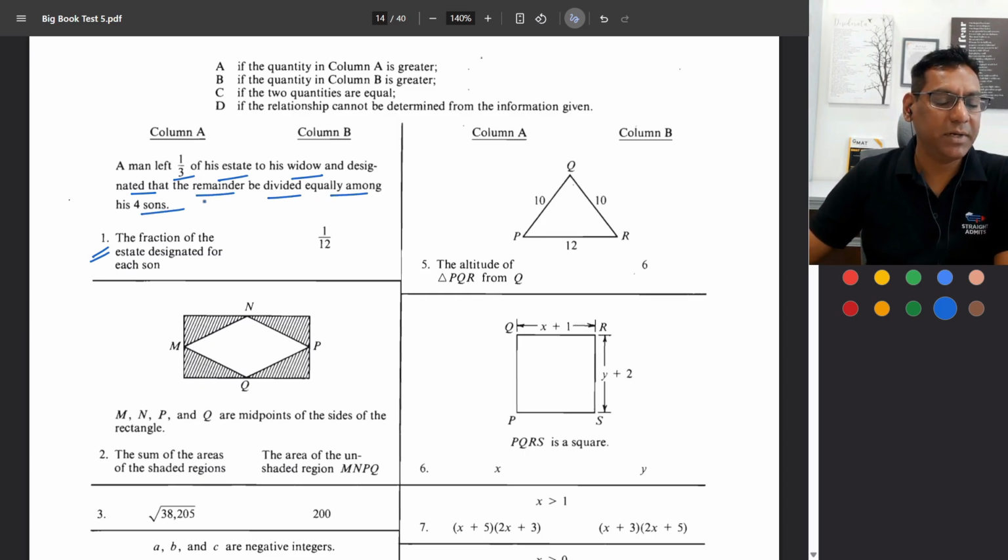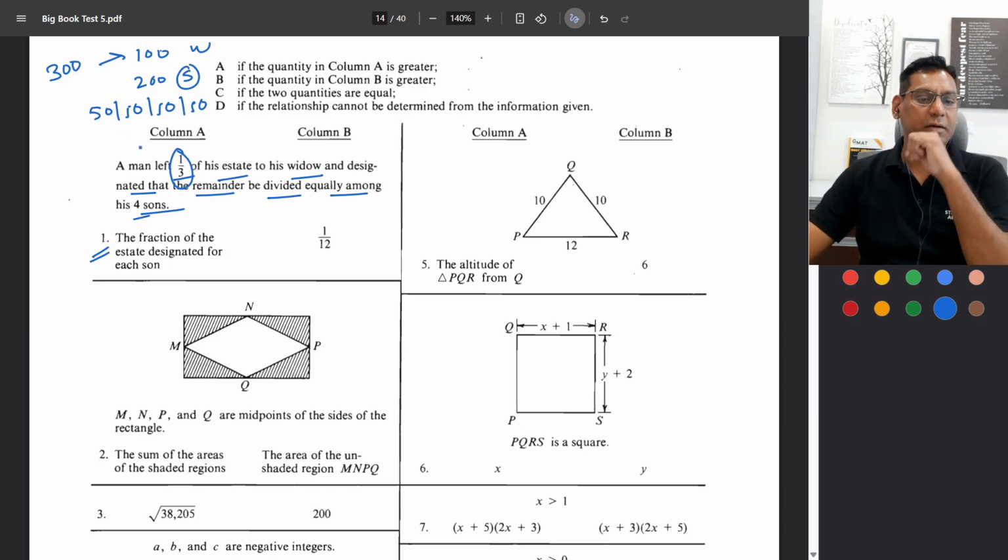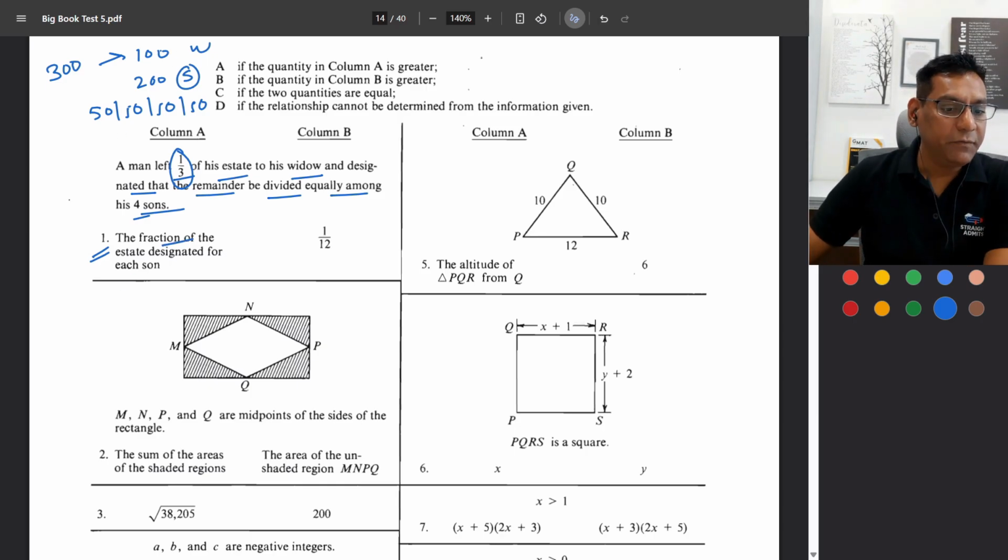Okay, so how is this happening? 1/3 to the widow, so we'll have to pick a number that is a multiple of 3. Let's say he had $300, so he left $100 to his widow, so he has $200 left for sons. How many sons? 4 sons. Okay, so each son is going to get 50, 50, 50, 50, right? And the widow is going to get 100. Okay, what do I have to compare? The fraction of the estate designated for each son.